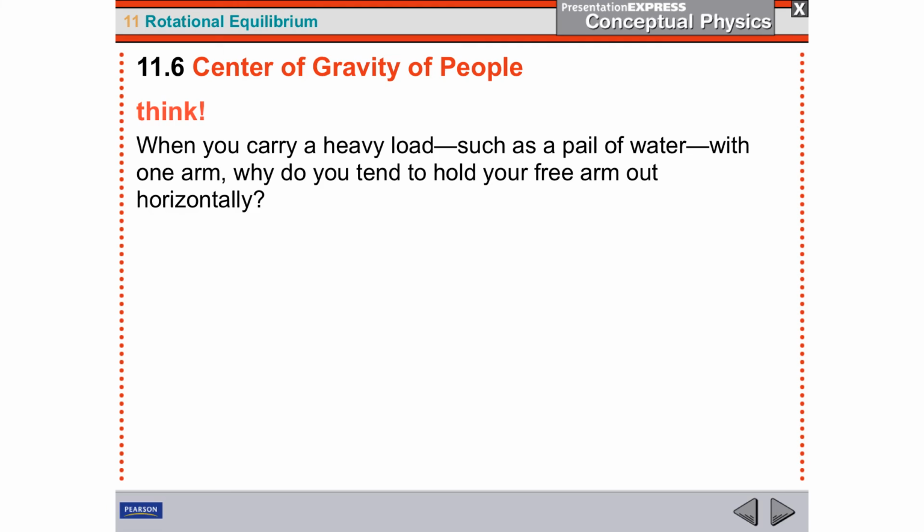So, question: when you hold something heavy in one hand, such as something in a bucket, you normally put your other arm out. Why do you do that? If you don't put your other arm out, your center of gravity is closer to the bucket, and if your bucket is not over your feet, then you tend to fall over to that side. If you hold your other arm out, you move your center of gravity back over your feet, and you're more stable again.